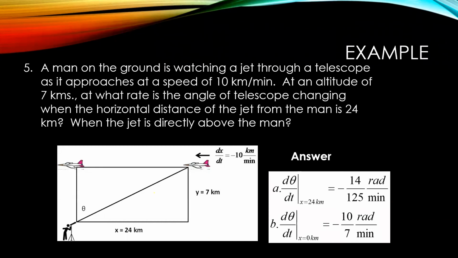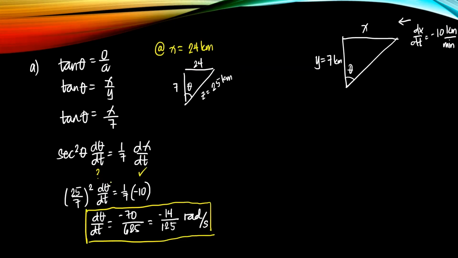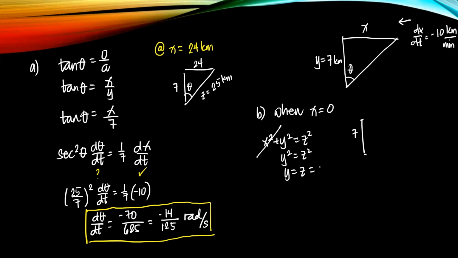There. And then next, when the jet is directly above the man. So, when the jet is directly above the man, what's being asked? When x is 0. So when x is 0, what's that? So what happens is, it's just 7 kilometers. Right? So when x is 0, that 7 kilometers is actually your z as well. Because x squared plus y squared is equal to z squared. When x is 0, the y squared is actually the z squared. Because what happens, guys, is this, you understand that y is equal to z is equal to 7.